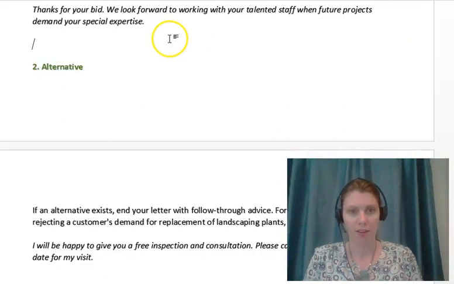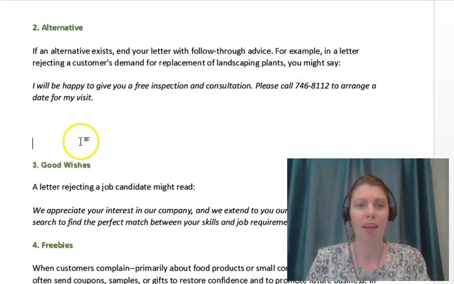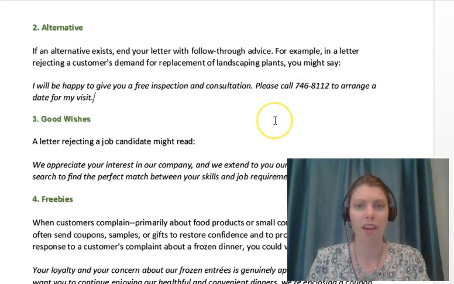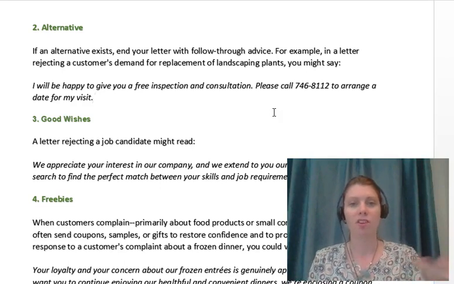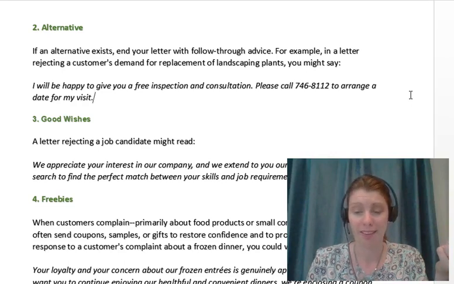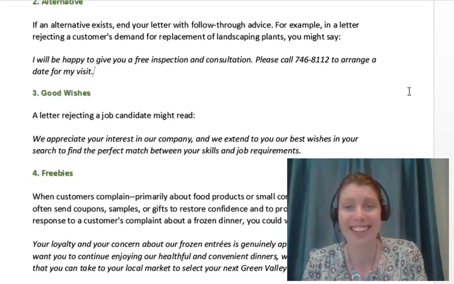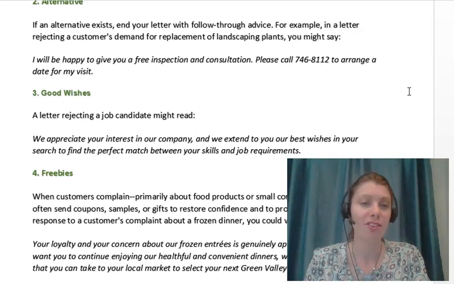Okay, present an alternative. If an alternative exists, end your letter with that, with the follow-through advice. For example, in a letter that rejected a customer's demand for replacement of a landscaped plant, you could say something like, I'll be happy to give you a free inspection and a consultation, so please call me at this number to arrange a date for my visit, but I am not replacing the plant. Right? I'll come over and look at your garden, but I'm not replacing the plant because I don't know what you did to it.